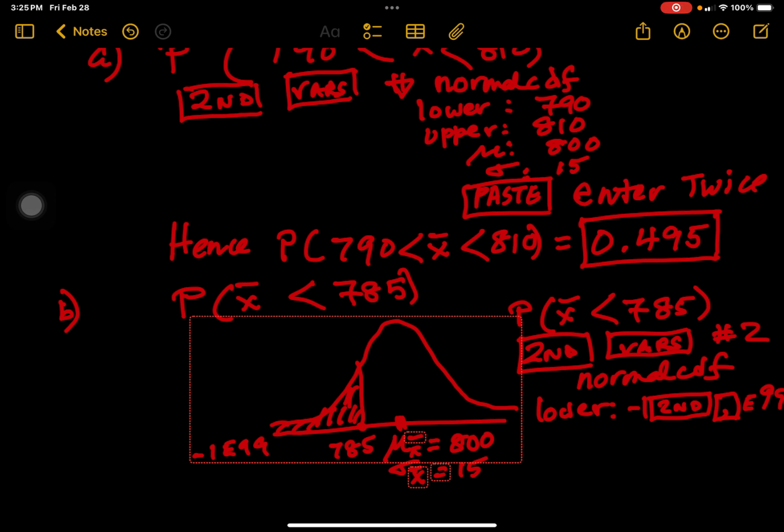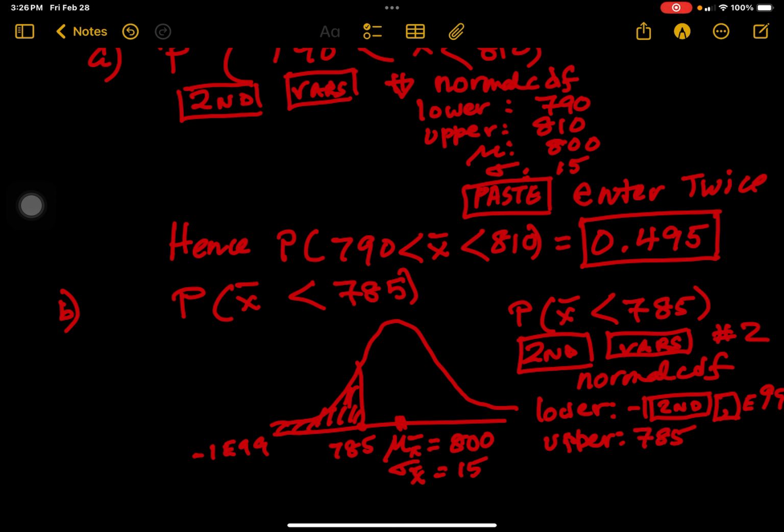We press the second button, or we can type a 1, then the second button and the comma button on top of 7 will give me the small cap E, and then 99. So minus 1, second button, and then the comma button gives the E, and then 99. What is my upper? My upper is 785.